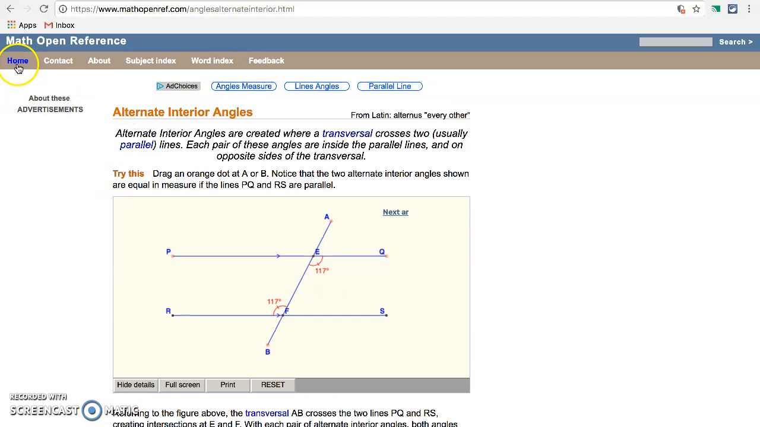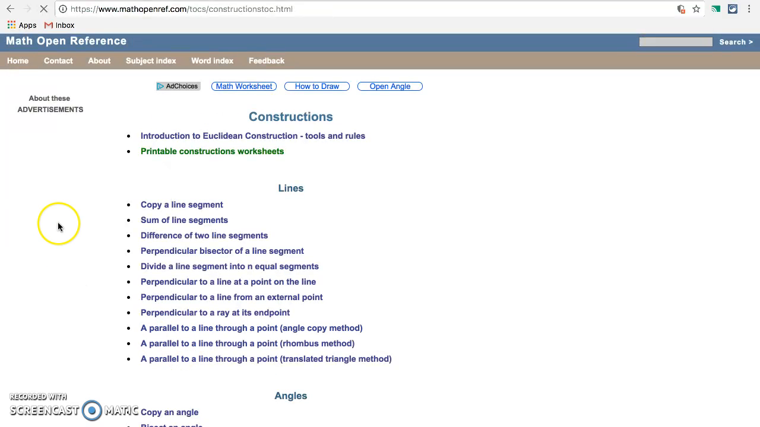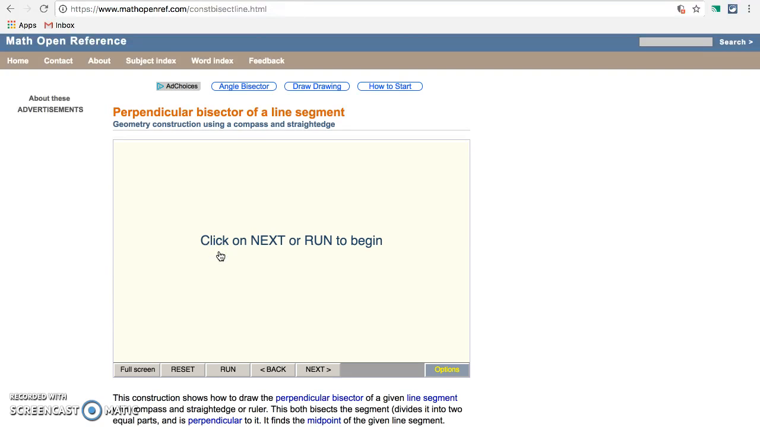Next, we're going to look at, say, a construction, and in the construction table of contents, we have several different items we can go to. So we're going to go to the perpendicular bisector of a line segment. And if we click on this, it brings it up and it says click next or run to begin. So I'm going to click on run.